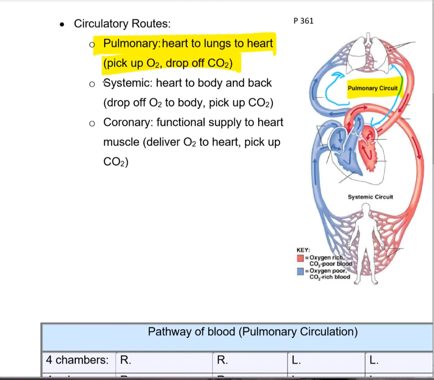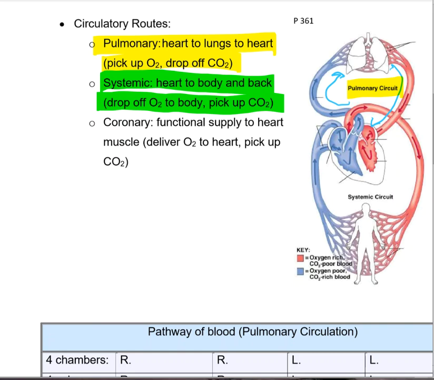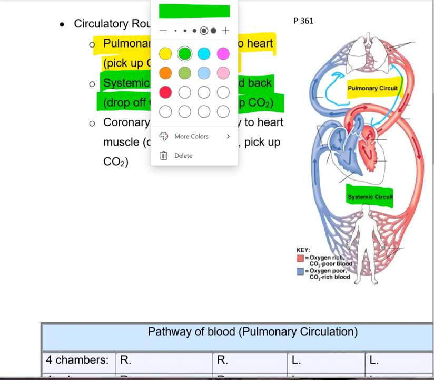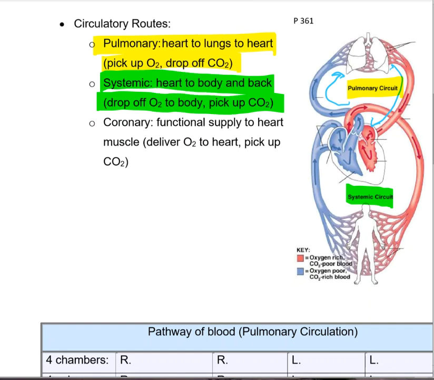Then we have the systemic circuit. This is from the heart to the body and back to the heart, where we're dropping off oxygen at the tissues of our body. We're picking up waste products and things like carbon dioxide as well, and we are bringing that back to the heart so that deoxygenated blood can be pumped to the lungs and be oxygenated. So these two circuits work hand in hand. They work together. The systemic circuit is going to then feed into the pulmonary circuit. The pulmonary circuit's going to feed back into the systemic circuit.